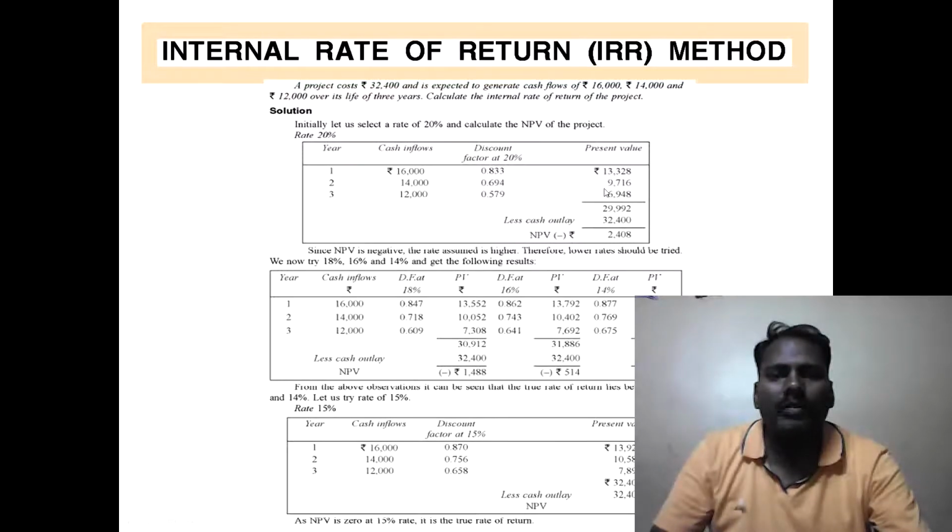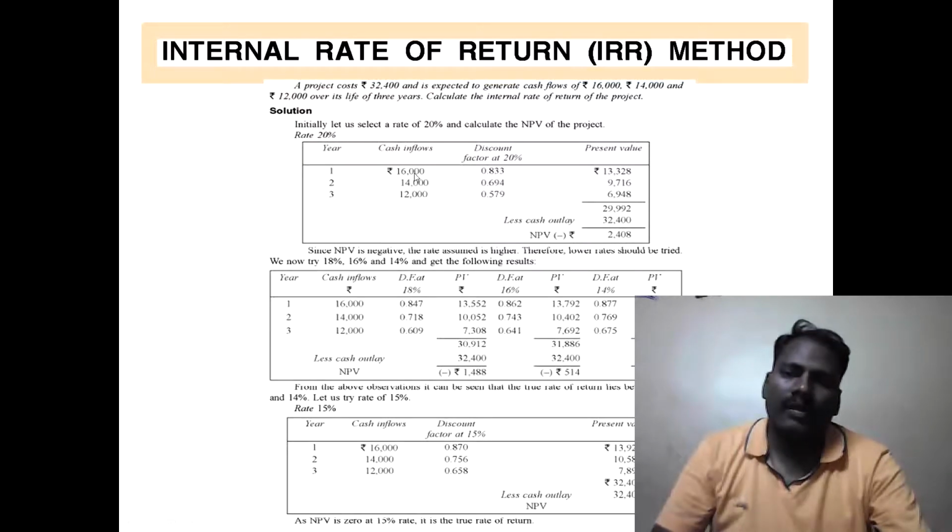Now how to find out the present value of all the cash inflows? Present value can be calculated by multiplying the cash inflows with the discounting factor. So 16,000 multiplied by 0.833 is equal to 13,328 and so on. So this is the total present value of the cash inflows. Cash outlay is 32,400. So we are subtracting this cash outlay from the total present value of the cash inflows, and hence we can obtain the net present value.